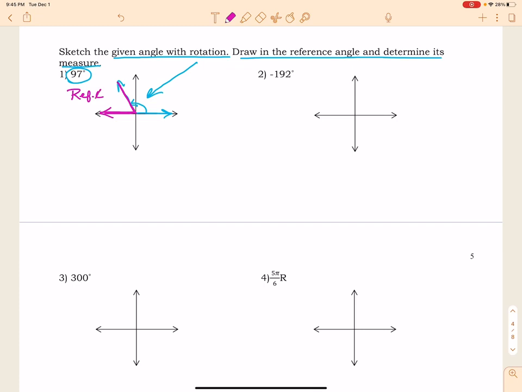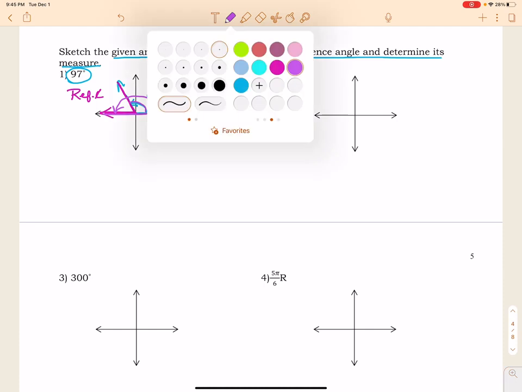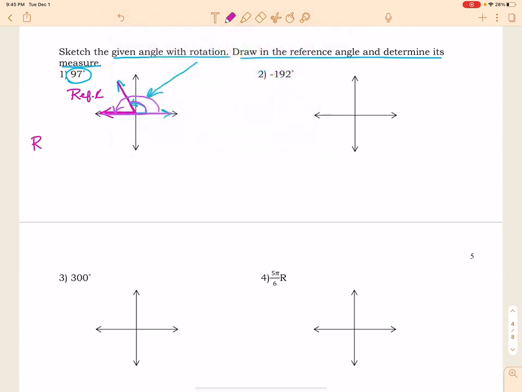Okay, so think about this. If I'm looking at quadrants 1 and 2, all the way around here is 180 degrees because it's half of a circle. So if my initial angle is 97, in order to find the reference angle, all I have to do is take 180 and subtract 97 from it. And that gives me 83 degrees. That's what my reference angle is. Easy peasy, lemon squeezy.